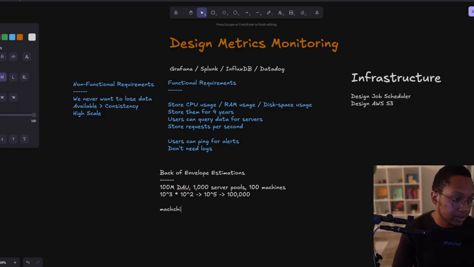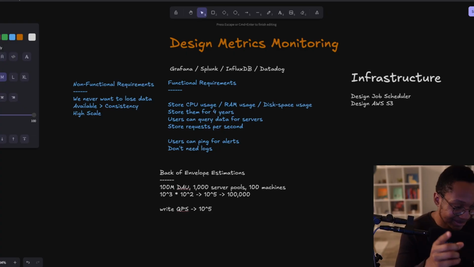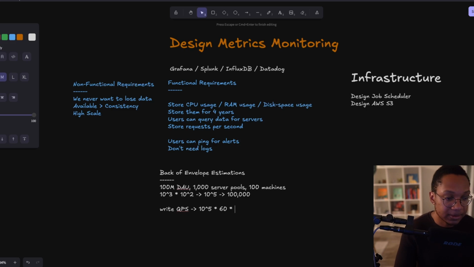So the machines are going to be like the queries per second. The write QPS will be 10 to the fifth per second. Sorry. Actually, let's say we're just going to do it per minute. Let's decrease this per minute. Okay. So then per minute, that means we've got 60 minutes, convert the 60 minutes into hours, and then convert the hours, times 24, to get how many are in a day.